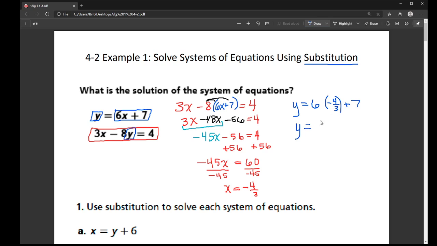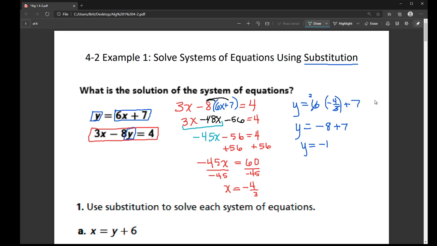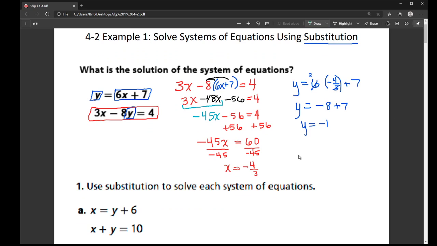So 6 times negative 4/3, I'm going to have a negative number. Here, the 6 and the 3 cancel out, leaving me with a 2, so 2 times 4 is 8, plus 7. So my y value is negative 1. Now remember, our answers for these are where two lines intersect, or two lines cross. So it's a point on a coordinate plane. I need to make sure that when I write this answer down, I'm writing it as an ordered pair.